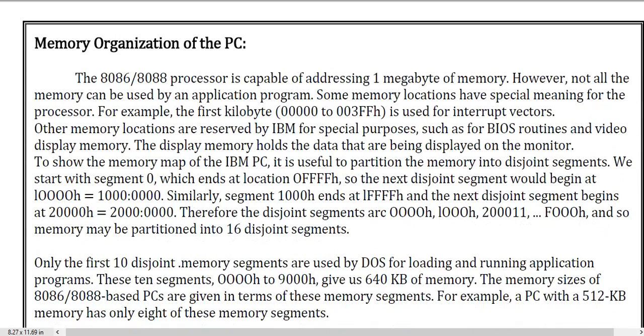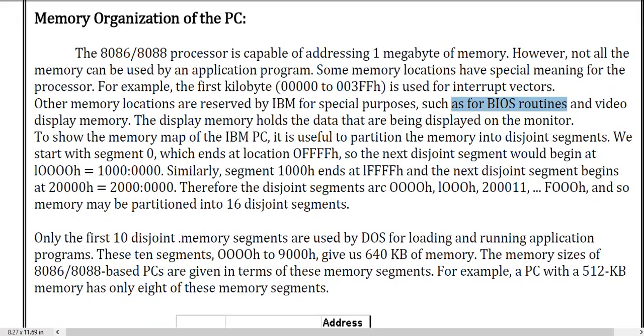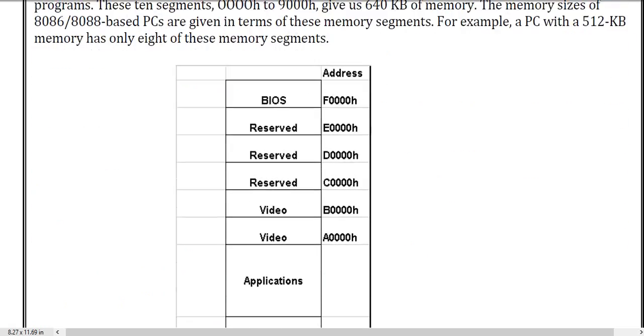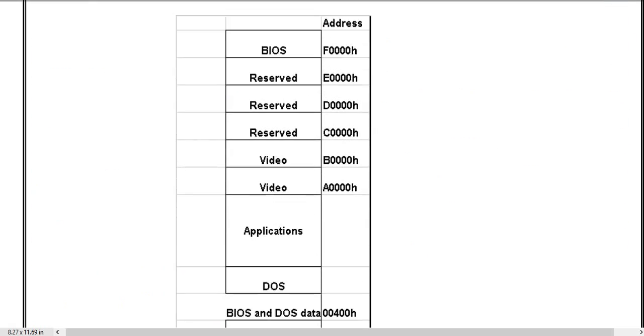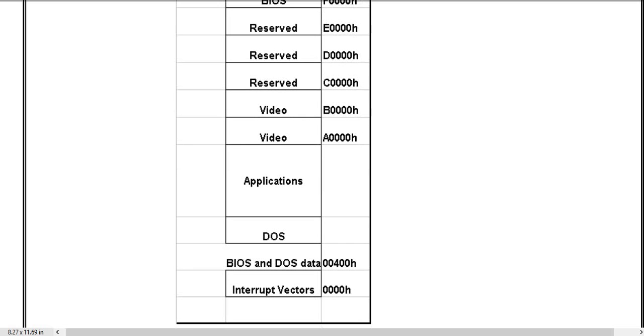Now the memory organization in PC. Here is some description of how the memory is organized in a PC in the BIOS section. This is not very important from an exam point of view, so we are skipping this. Here in the BIOS section you have memory addresses. Those are reserved for your video, application, and DOS sections.